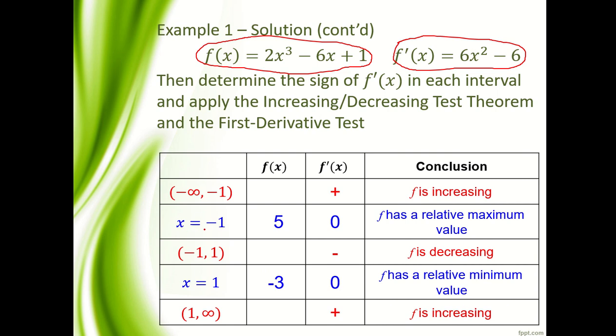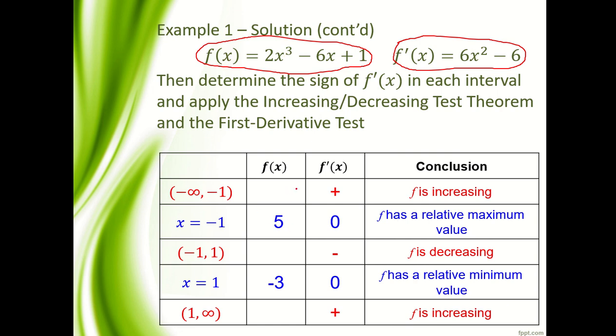For x equal to negative 1, we have to solve for the critical point. When x equals negative 1, you substitute this value into the function. Negative 1 cubed is negative 1, times 2 is negative 2. Then 6 times negative 1 is negative 6, so negative 6 plus 1... we get positive 7, minus, this is negative 2, so that is 5. So we have 5 here.